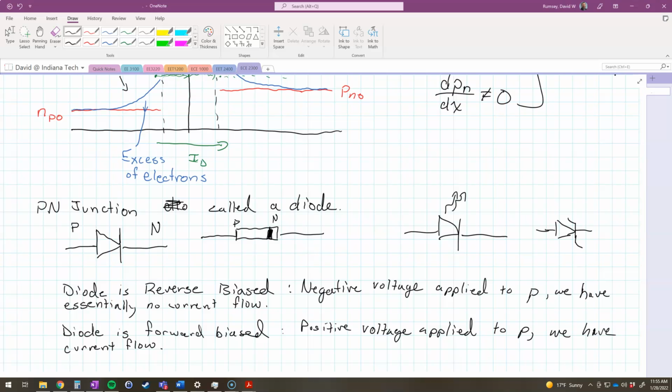What we're going to start with next week is what's called the ideal diode equation, which is going to give us an equation that relates the current through the diode with respect to the voltage that's being applied to the diode. And then we'll go through some examples of that.